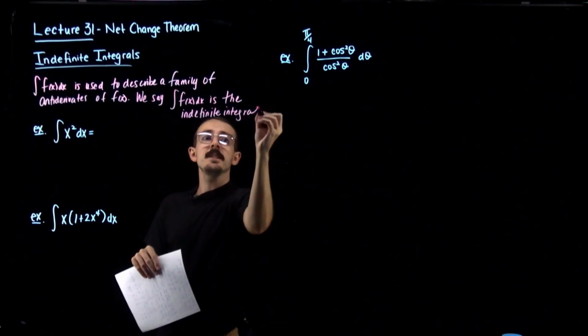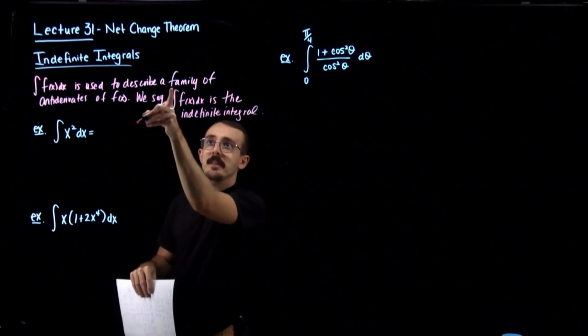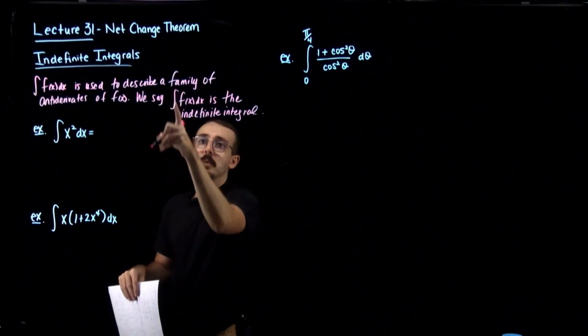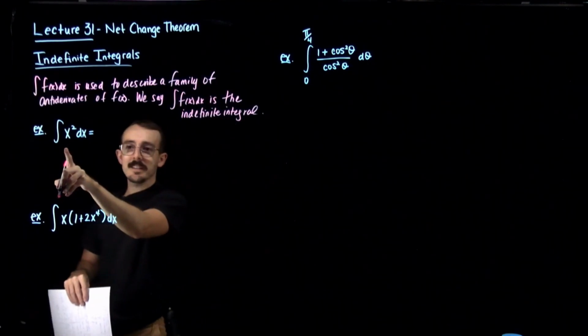And the distinction you just need to know is if I don't give you bounds for this, if I don't tell you where we start and where we're going, that's just called indefinite. I haven't given you actual bounds for the integral. So let's take a look at this example.